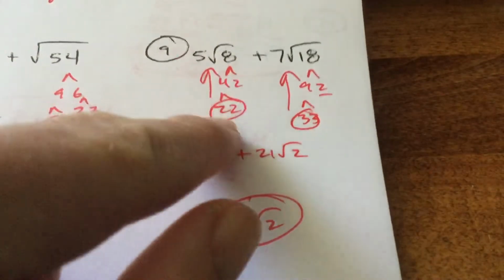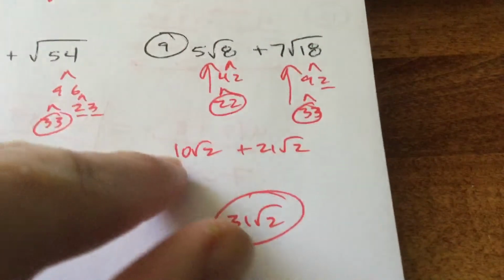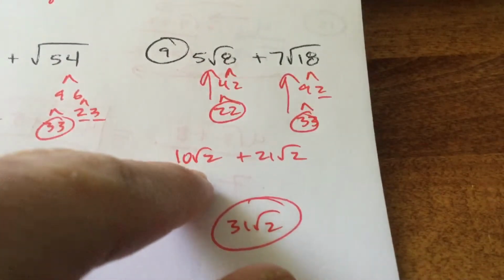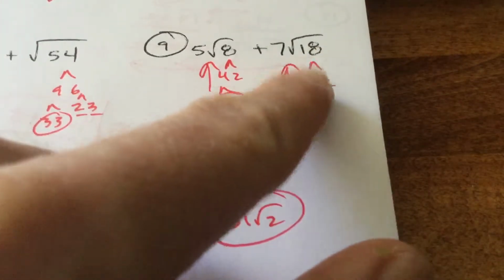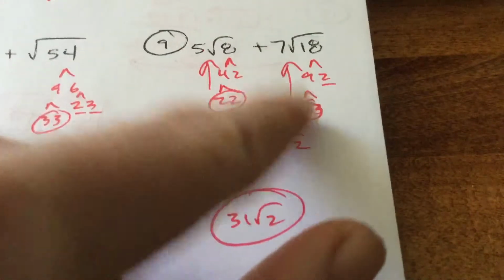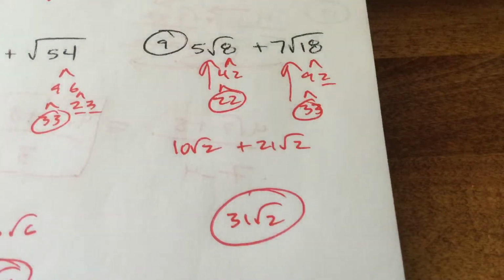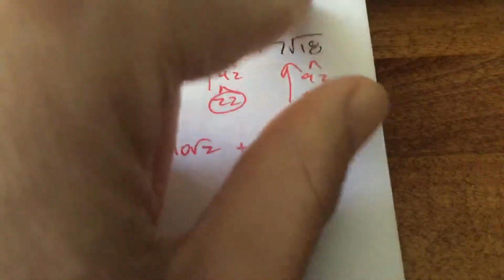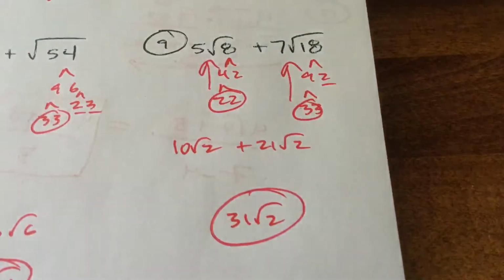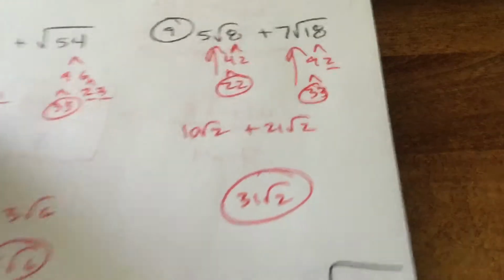Square root of 8, so 2 is going to bust out. 2 times 2 gives you 10? That 2 stays on the inside, it's 10 root 2 plus square root of 18, 9 gives you 3 and 3. 3 times 7 is 21 there. And then 2's left over. So it's 21 root 2. Add them together, 31 root 2.